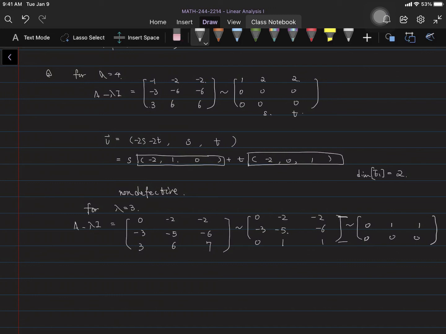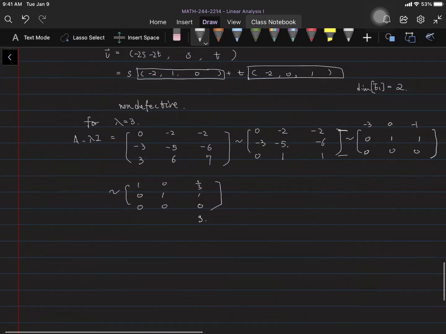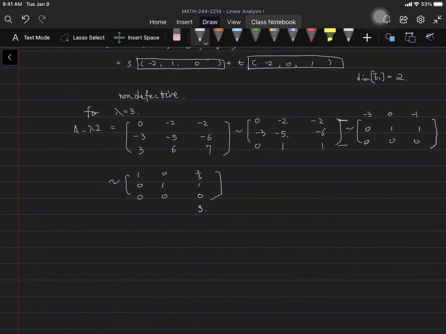So times 5 added there, this is going to be 0. And this times 5 added there is going to be -1. And then I'm going to get 1, 0, 1/3. Is that right? And 0, 1, 1, 0, 0, 0. So we have one free variable, s. So the vector equals what?